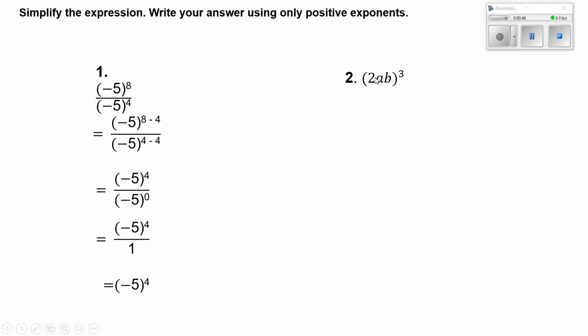Number 2 says we got 2 times a times b, or 2ab, I should say, all to the 3rd power. This 3rd power is going to be applied to the 2, the a, and the b. All right, so when we do this, we can't apply the power of 3 to a or b because we don't know what a or b is, but we do know that 2 is to the power of 3. 2 times 2 is 4. 4 times 2 is 8. So this is going to be 8, a to the 3rd power, b to the 3rd power. Okay? And that's all you can really do there.